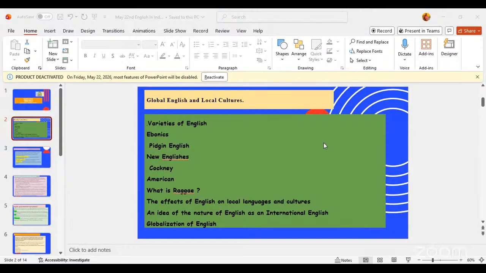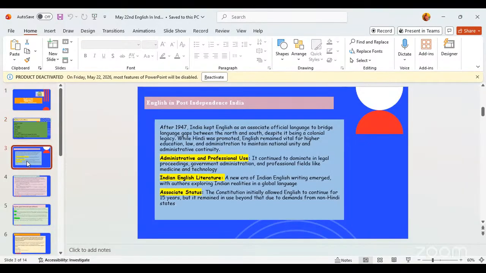For today, I'm discussing the varieties of English. When we talk about English in post-independence India after 1947, India kept English as an associate official language to bridge language gaps between the North and the South. Despite it being a colonial legacy, while Hindi was promoted, English remained vital for higher education, law, and administration to maintain national unity and administrative continuity.